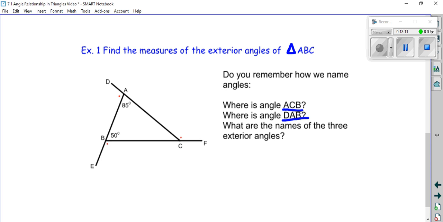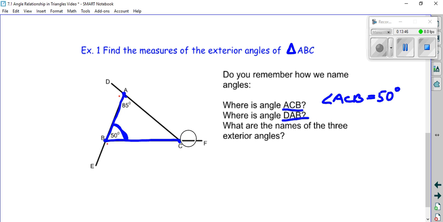So angle ACB describes the angle that starts at A, goes to B, and then goes to C. So really, we're describing this angle right here. It is a 50-degree angle. So angle ACB equals 50 degrees. So that is a format that you might sometimes see for describing angles or naming angles.